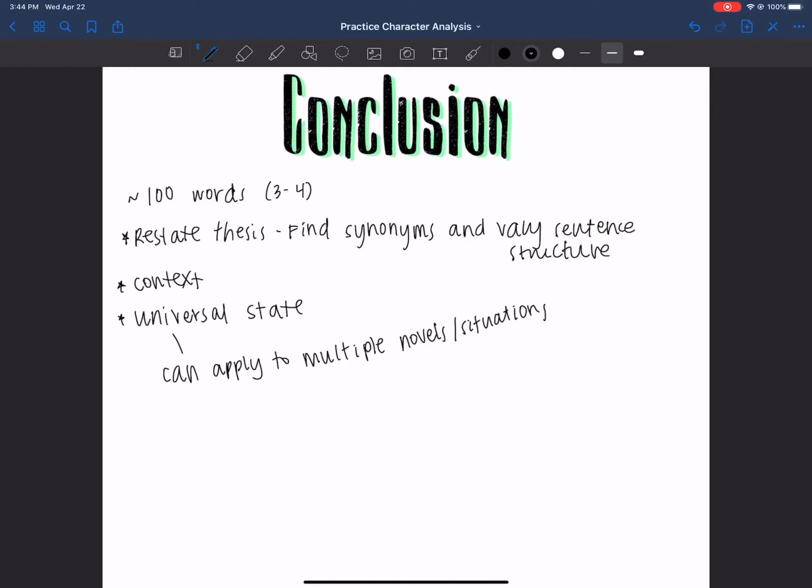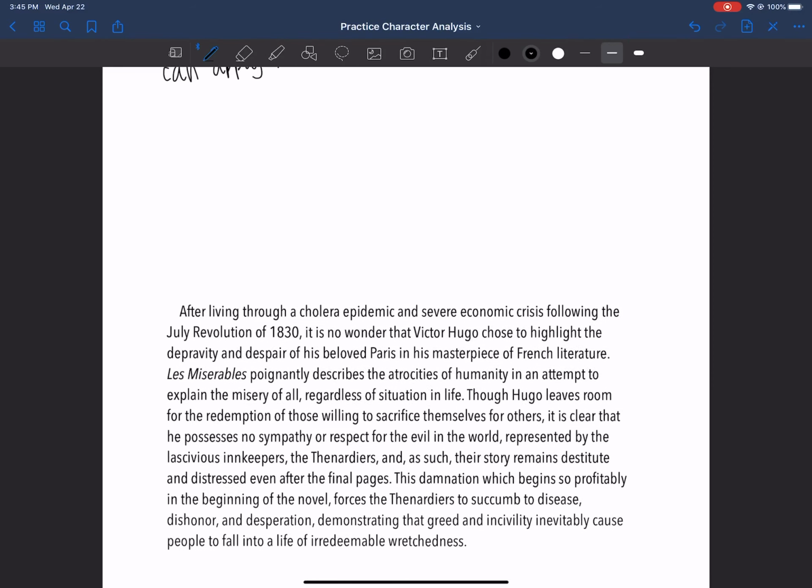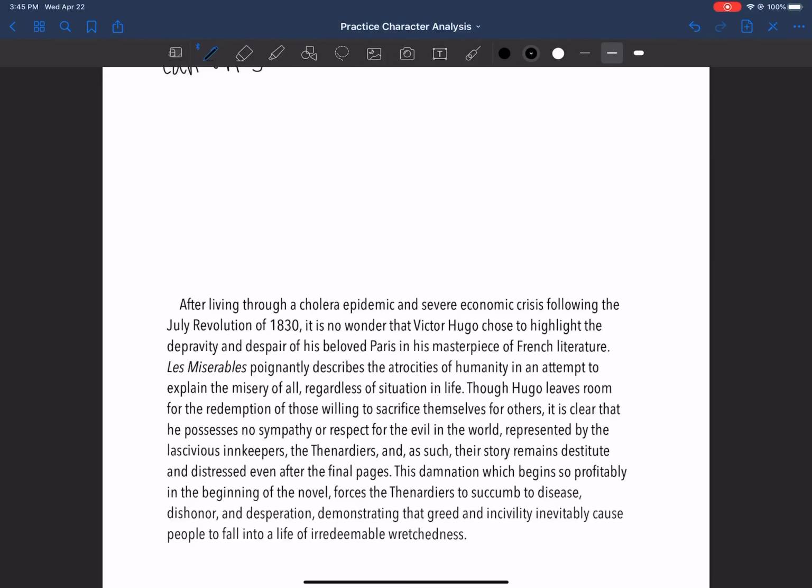Okay, so let's look at my conclusion here. It says, after living through a cholera epidemic and severe economic crisis following the July Revolution of 1830, it is no wonder that Victor Hugo chose to highlight the depravity and despair of his beloved Paris in his masterpiece of French literature. Okay, so this first sentence is that context I was talking about. It puts the novel in the place of history. What was going on in France at the time that Victor Hugo was writing this novel, and why is it important?